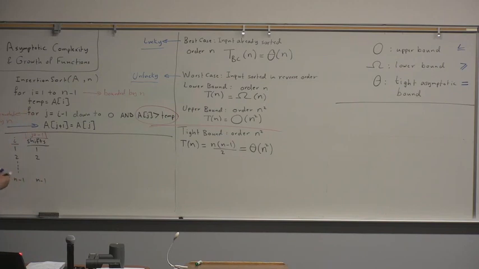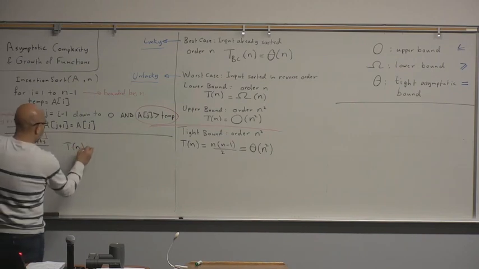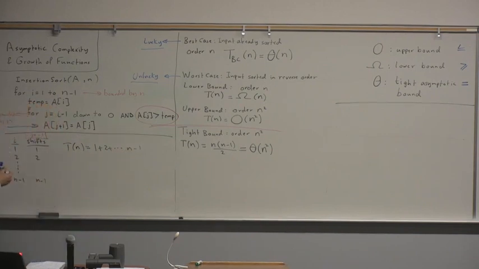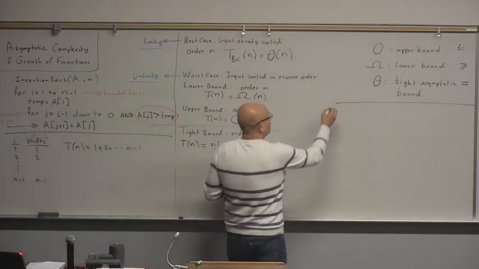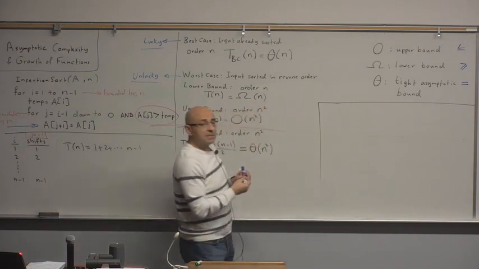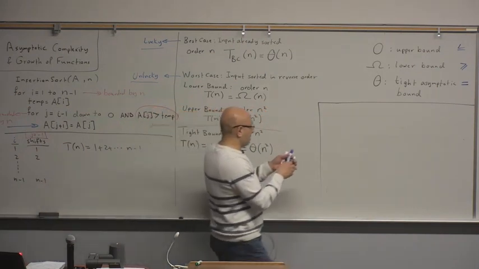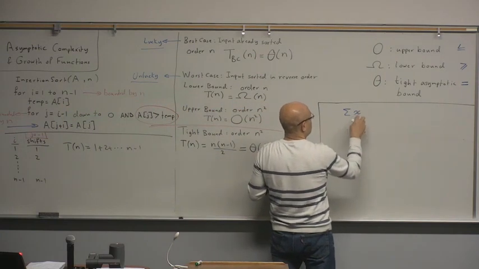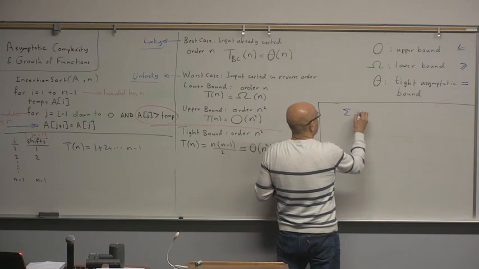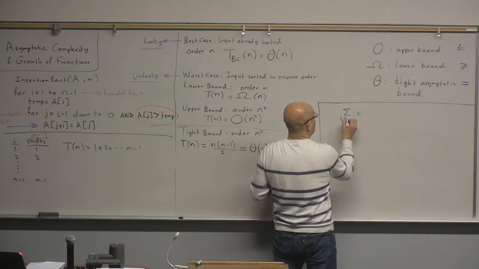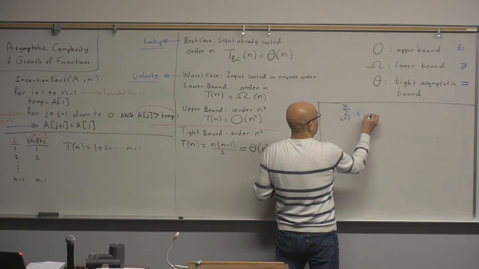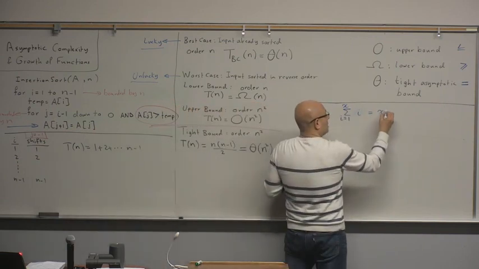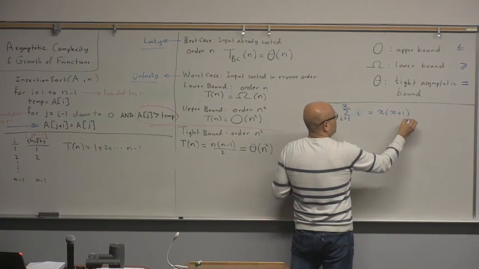Okay, so now the running time T(n) equals 1 plus 2 plus ... plus n minus 1. Now this is an arithmetic series. Let's see who remembers the formula for the arithmetic series. The arithmetic series, sigma of i for i goes from 1 to x, is equal to x times (x plus 1) divided by 2.